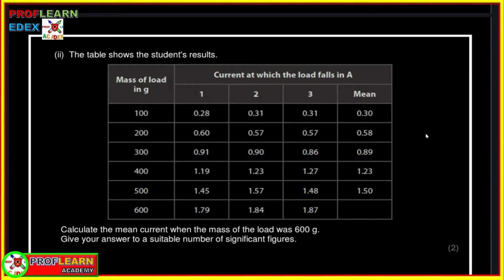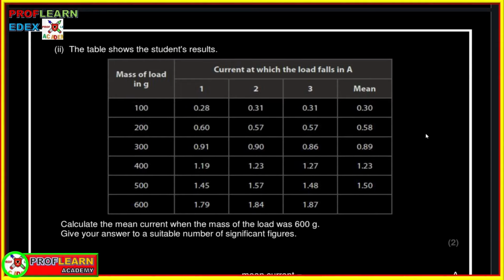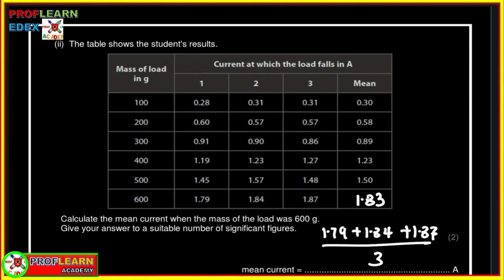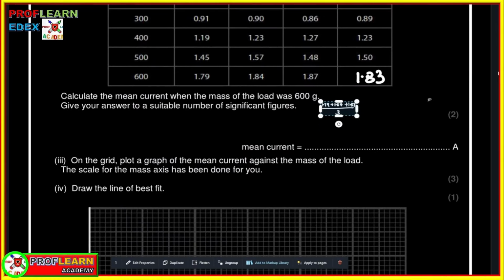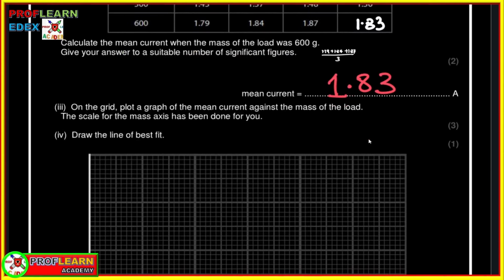We are supposed to calculate the mean current when the mass of the load was 600 grams. So we add 1.79 plus 1.84 plus 1.87, divided by 3, which translates to 1.83. Then we can write it here.